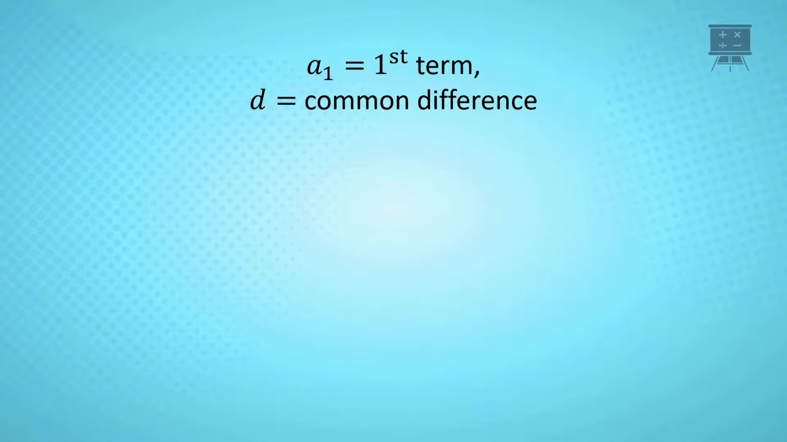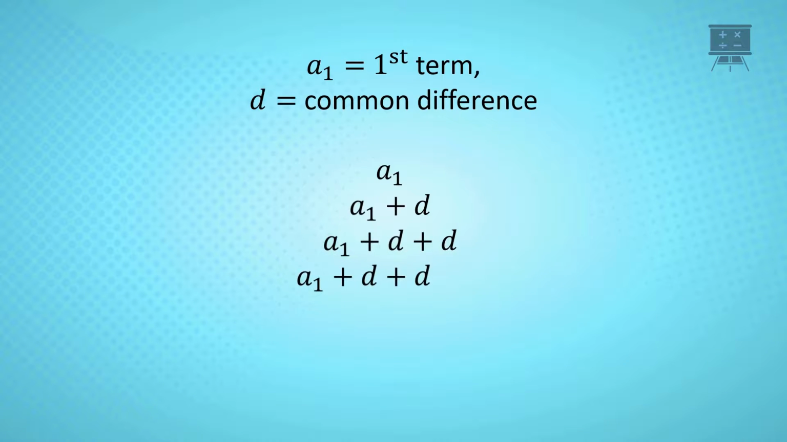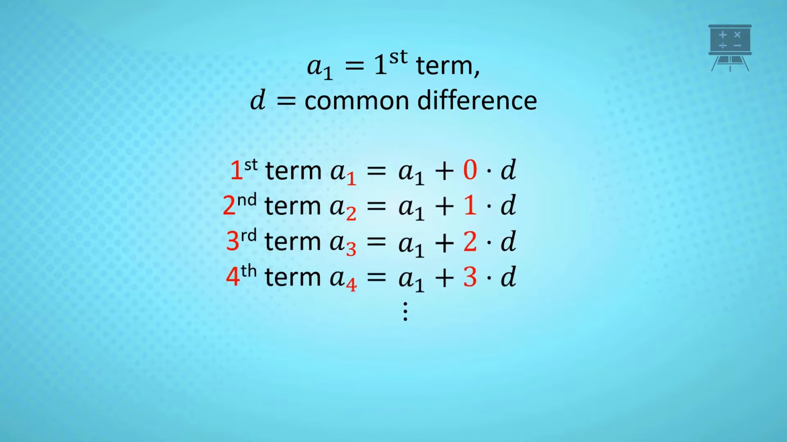By definition, the second term is a sub 1 plus the common difference d. The third term is a sub 1 plus d plus a second d. The fourth term is a sub 1 plus 2 d's plus a third d, and so on. As we move from one term to another, the coefficient of d increases by 1. From this pattern, we derive the formula for the nth term of an arithmetic sequence. a sub n is equal to a sub 1 plus n minus 1 times d.